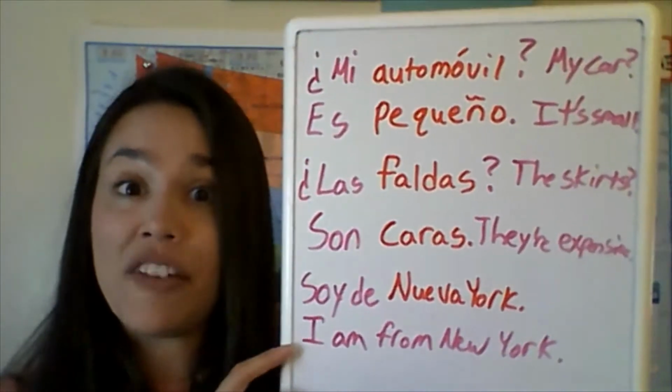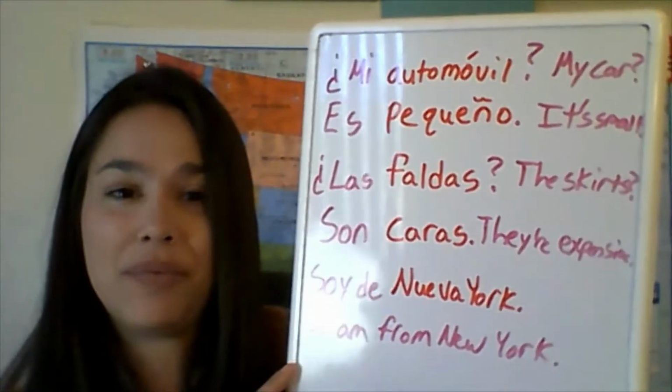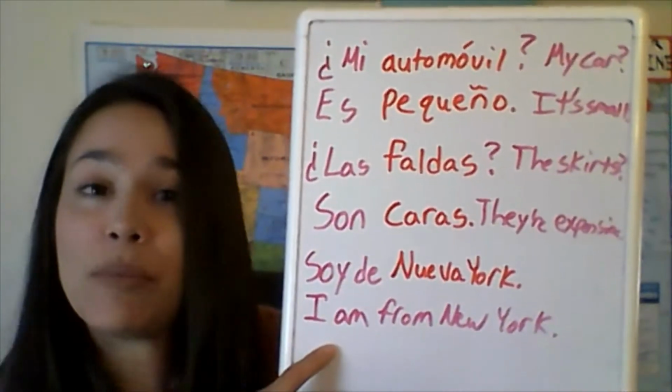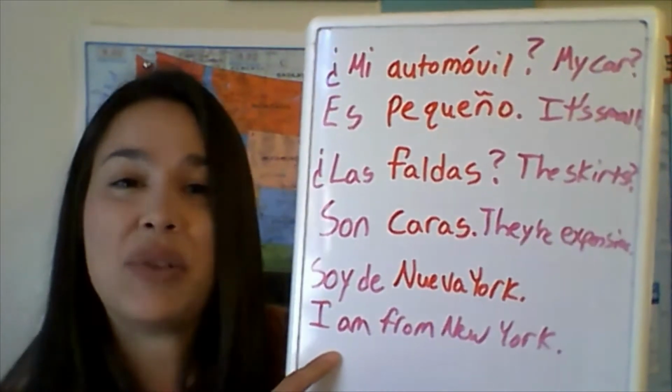Soy de Nueva York. Nueva York. I am from New York. Nueva York. New York. All right, good job. Now, Spanish subject pronouns may be used by themselves without verbs, either for emphasis or to point someone out. Let's look at some examples.